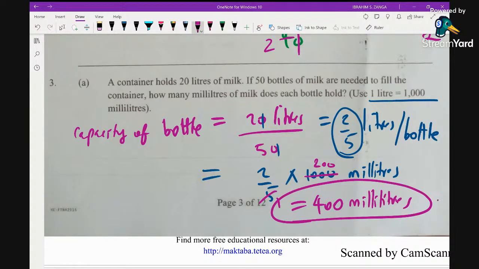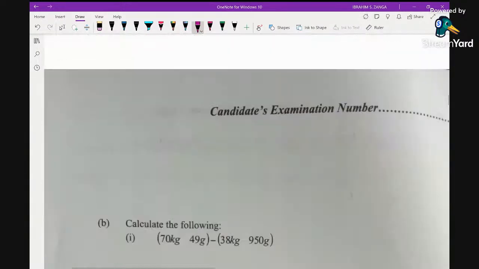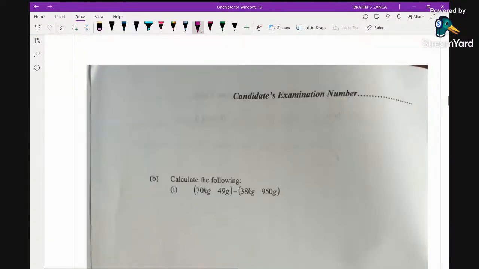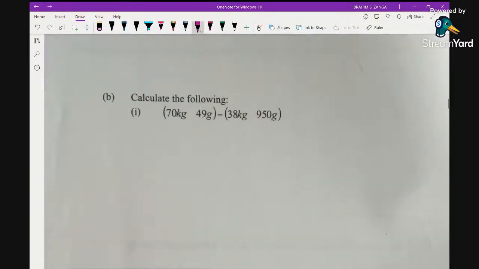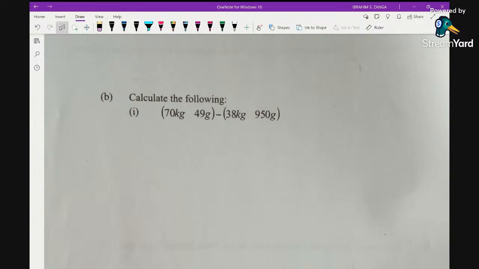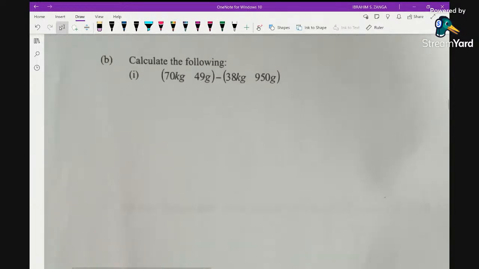Each bottle will be 400 milliliters. Go to question number 3B. Question number 3B, calculate the following. So we have 70 kg. Okay, so you have 70 kg. Maybe you can arrange, you can say kg, we can say gram.